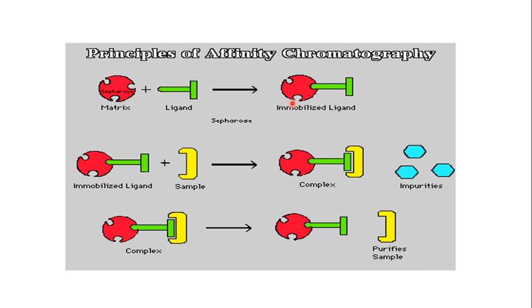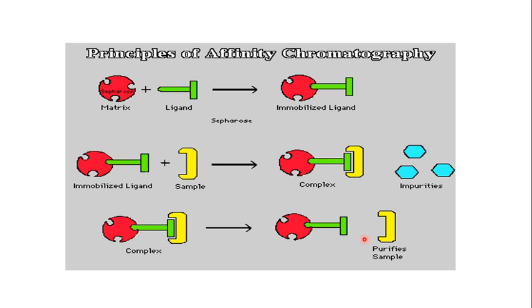Now, this is the whole story. The first thing you do is you go for the equilibration. You actually immobilize your ligand to the matrix. So you have got the immobilized ligand, and when you apply your sample, the desired component that is going to interact with this ligand will get separated. And the third step that we are going to discuss now is the elution step.